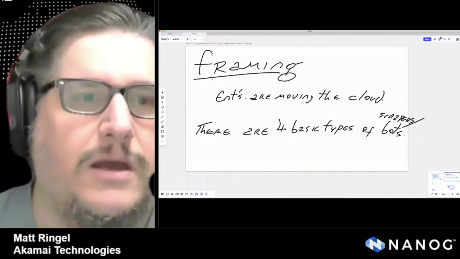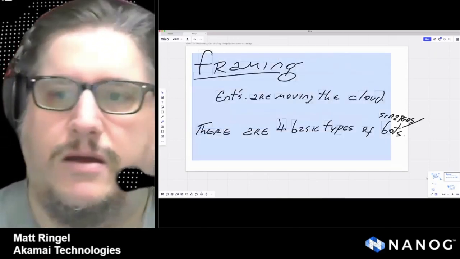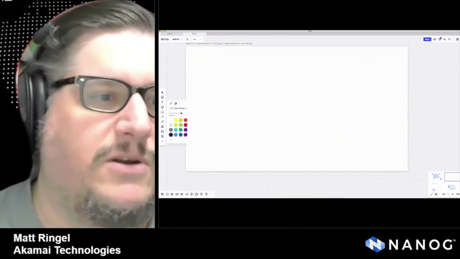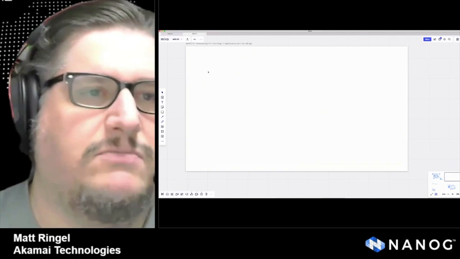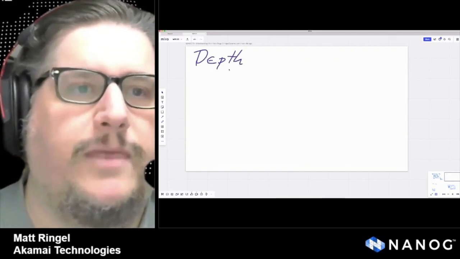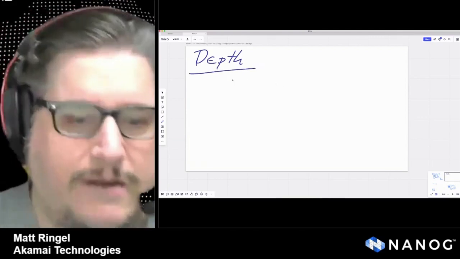So now let's move on to, you know, I'm going to switch it up. Black is boring. Let's try this one instead. That's a nice blue. Depth. Okay, it's even blue for like water and depth and stuff. I like that.